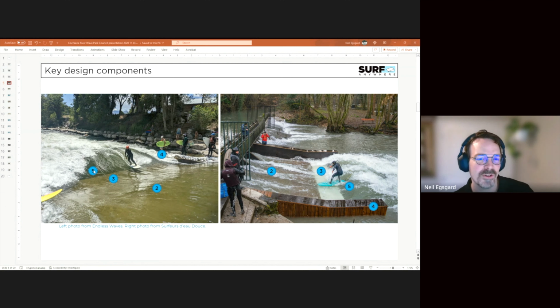The next part is the vertical transition. This is the drop off right after the wave. It provides both for safety, and it also allows for that recirculation we saw in the previous image.